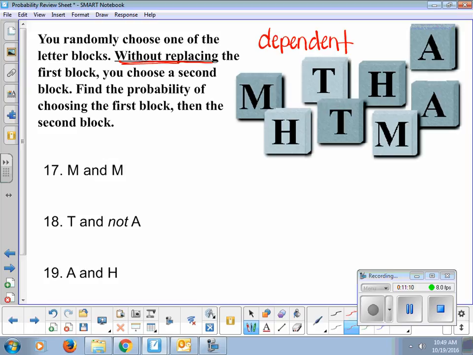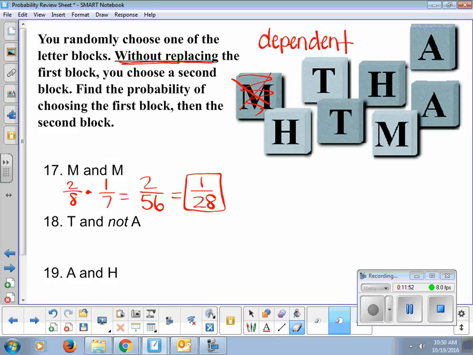So, probability of M and M. How many M's do we have? 2 out of 8. If we take out an M, if you want, you can cross it off. If you take out an M, how many M's are left? 1 out of 7, because we took out this tile, so we have 1 less to choose from. Multiply your numerators. 2 times 1 is 2. 8 times 7 is 56. What does this simplify to? 1/28.